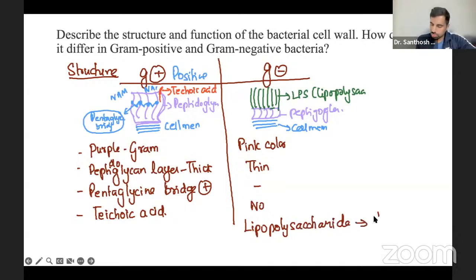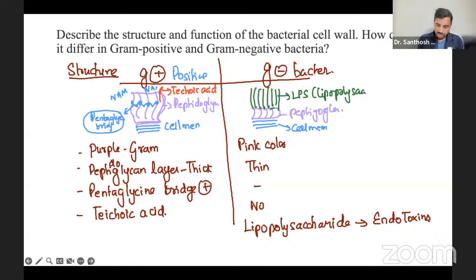Lipopolysaccharide, which is the one producing, if you remember, endotoxins. That's all. Okay. So these are the important things when you're writing the structure of gram-positive and gram-negative bacteria. So these are the things you have to mention.